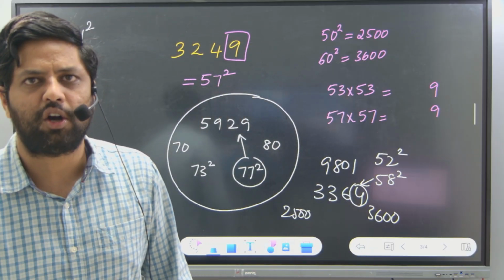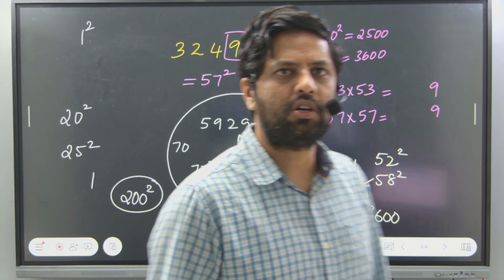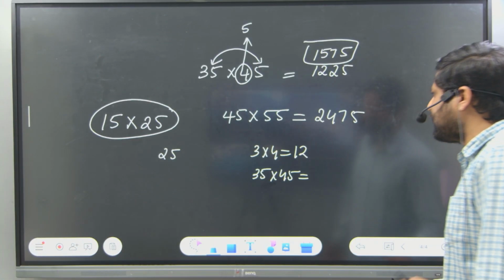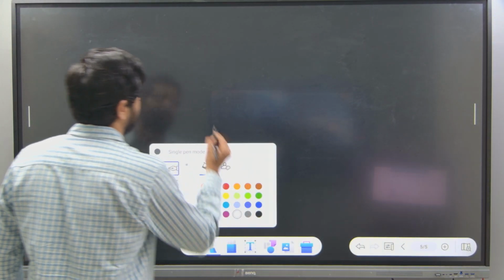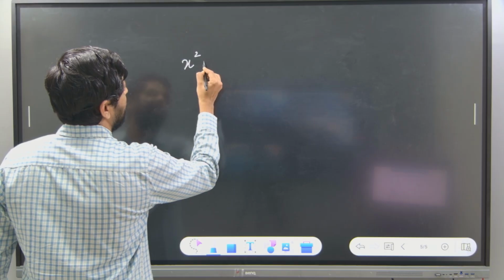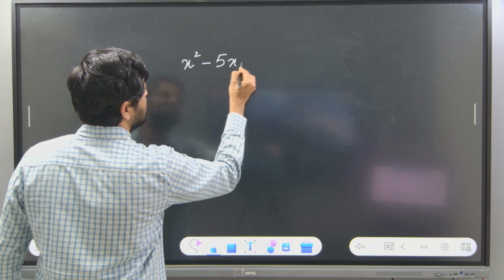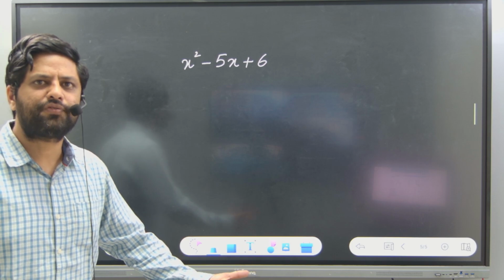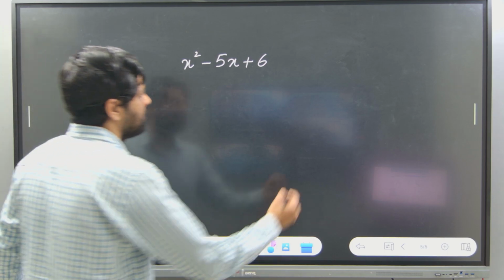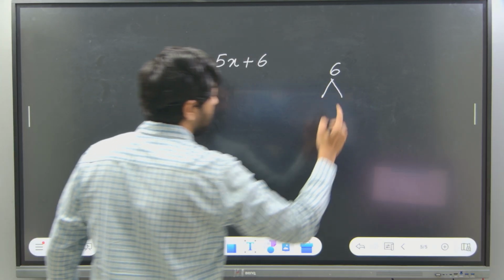Factorization also we do very often, right? So what happens in factorization is, you know how to factorize. There's nothing wrong in that. Say for example, we have x square minus 5x plus 6. What is the quick answer for this? 3 and 2.